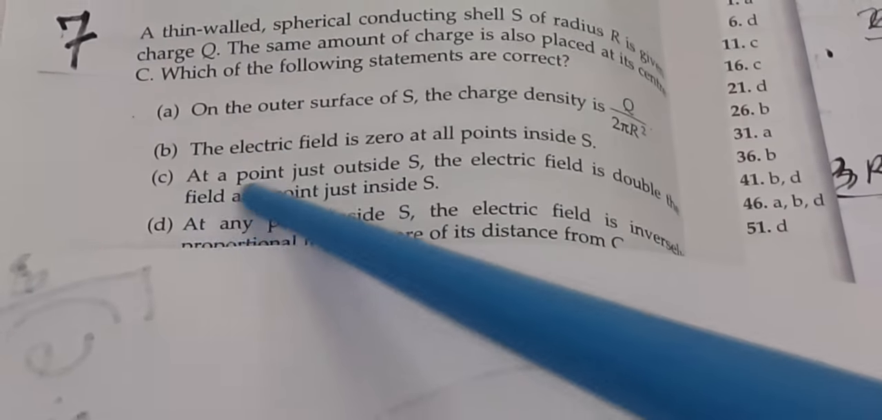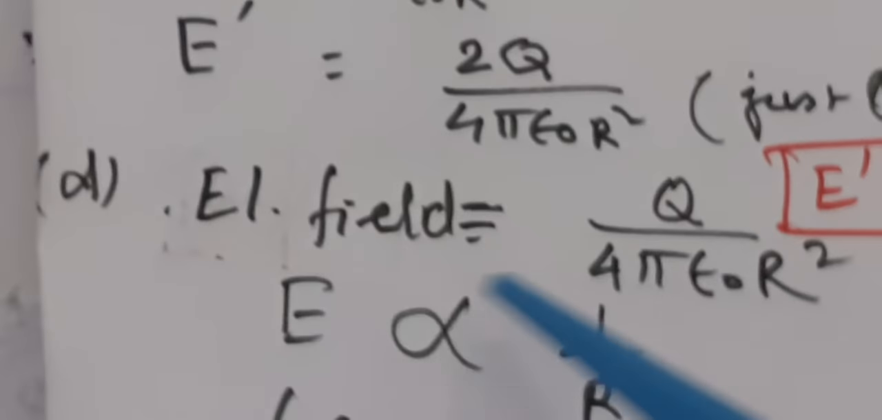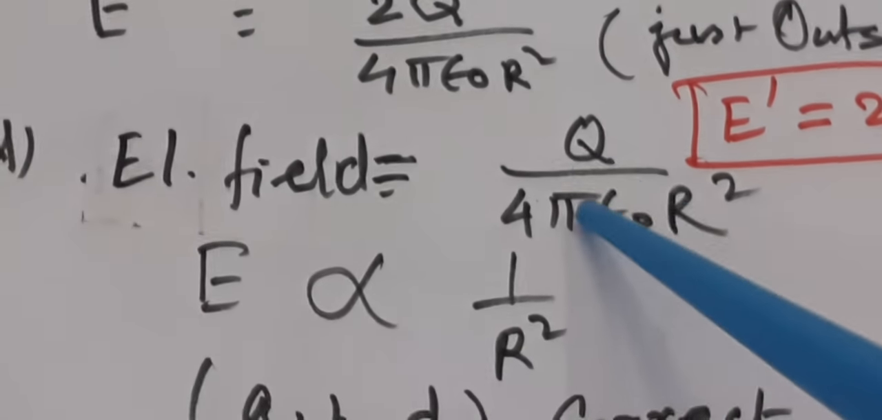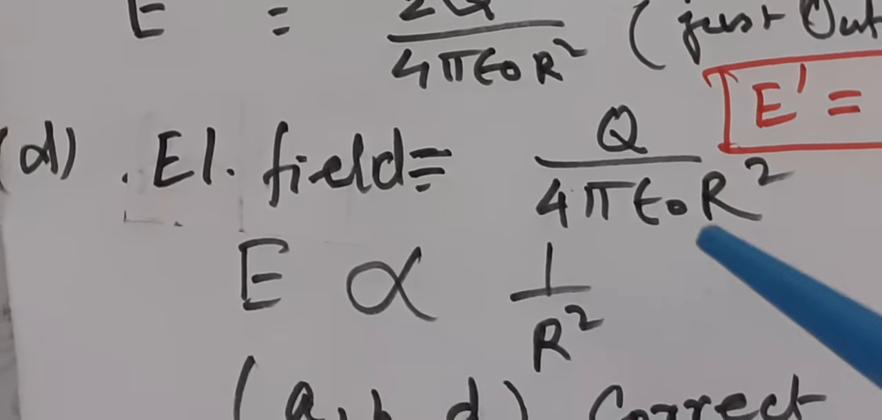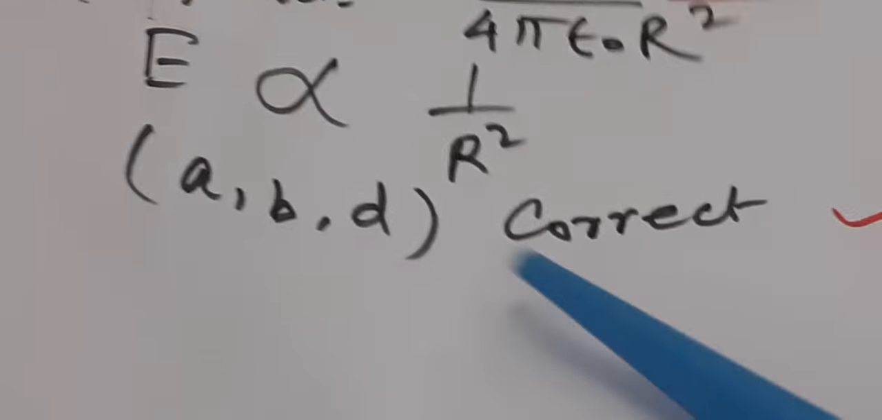Now come to point D. That means C is correct. A is correct, B is not correct, C is correct. What about D? At any point inside S, the electric field is inversely proportional to the square of the distance from C. Yes, that will be, because for electric field inside, use Gauss theorem, Q by R square will come. That means E will be inversely proportional to R square. So A, C, D are correct, B is not correct for this particular question.